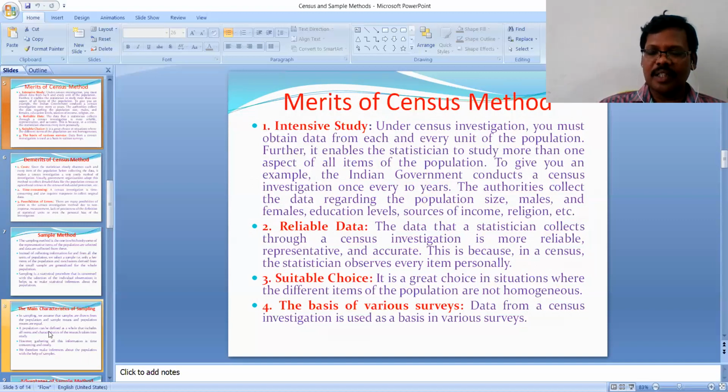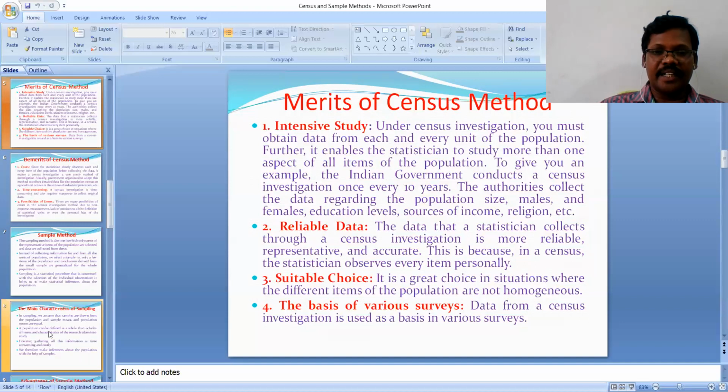For example, the government can use it for the implementation of welfare schemes, for investment purposes, for all these things. And since we are taking the information from all the people involved, we can say that it is definitely very reliable data.